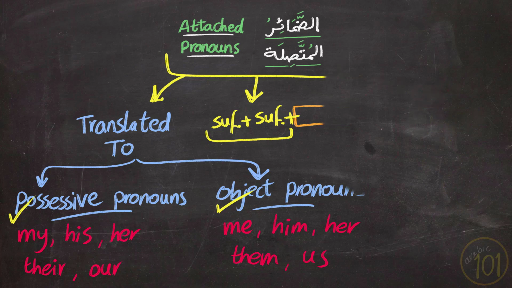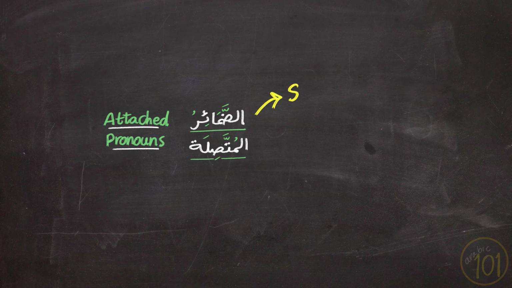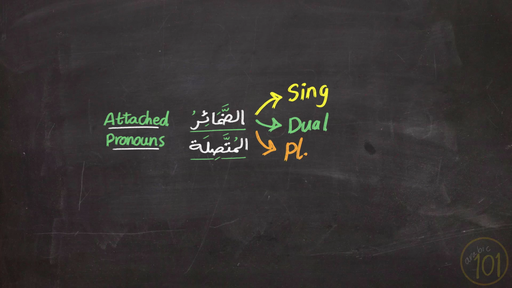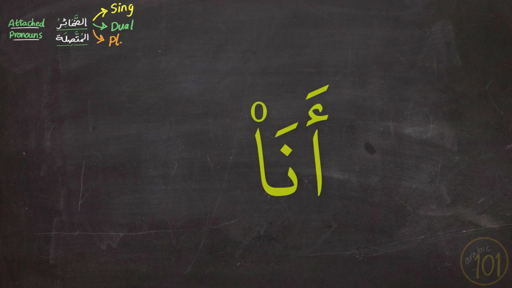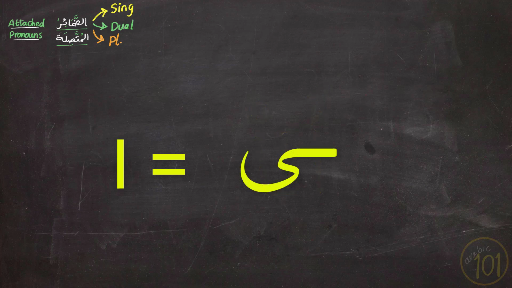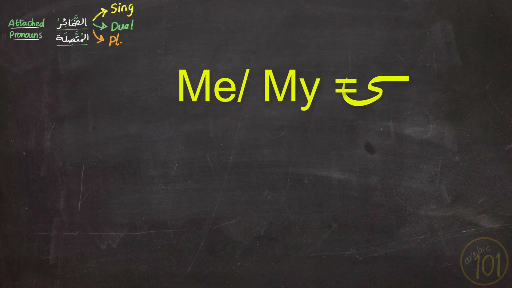And just like last time, singular pronouns will be in yellow, dual pronouns will be given in green, and plural pronouns will be in orange. So let's get started with the first one. Last time we learned about the pronoun ana, which means I, and its attached pronoun is the suffix ye, which comes only at the end of words as a suffix, and it would then mean me or my, like in these examples.